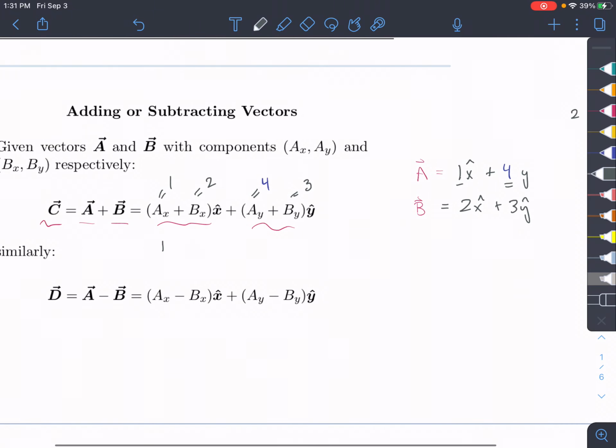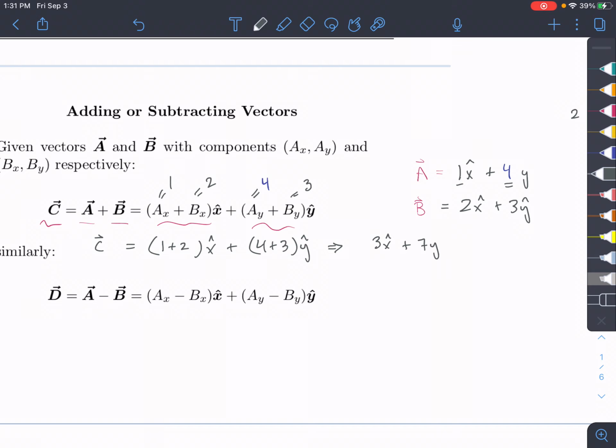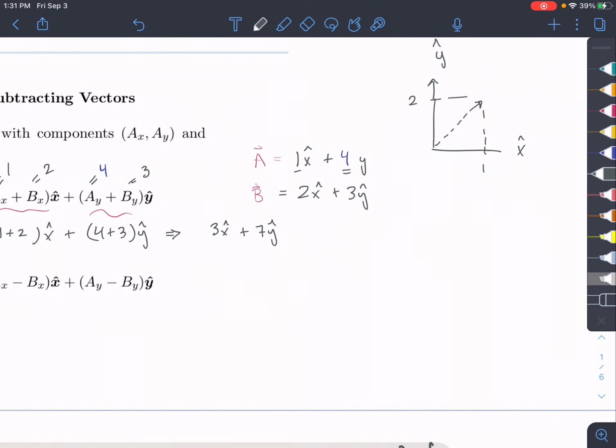So what does that look like? 1 plus 2 in the x hat, plus 4 plus 3 in the y hat. And when I add them together and I have my resulting vector, I'm going to leave these as two numbers and leave their directions. So I would have 3x hat plus 7y hat. And that tells me that I have a vector where I'm going to go 1, 2, 3 over and 1, 2, 3, 4, 5, 6, 7 up, because I have positive x and positive y. So my resulting vector would look something like this. So this is my vector C. Okay?